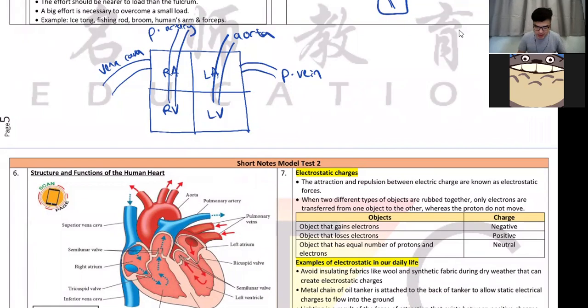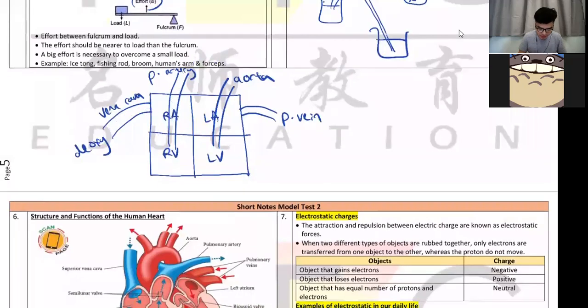So how do they work? Your deoxygenated blood will come in from the vena cava, goes into the right atrium, right ventricle, exits from the pulmonary artery to the lungs. Okay, to the lungs. And then from the lungs, blood goes through your pulmonary vein into your left atrium, into your left ventricle, and exits via your aorta to your body.